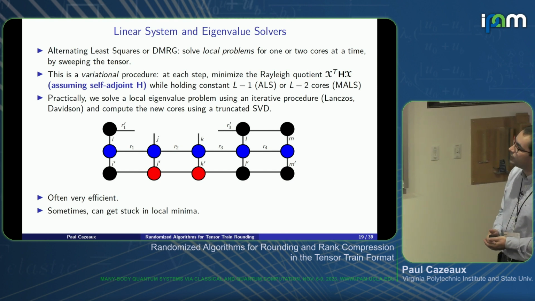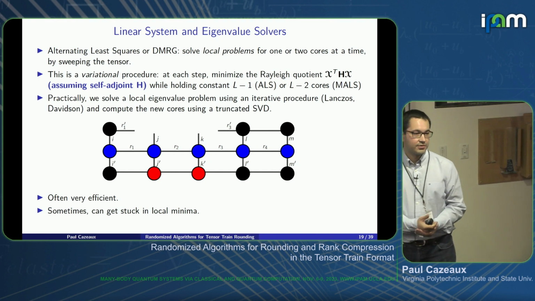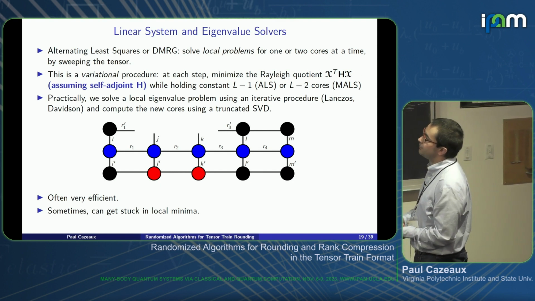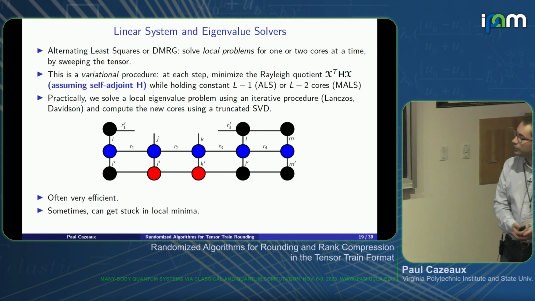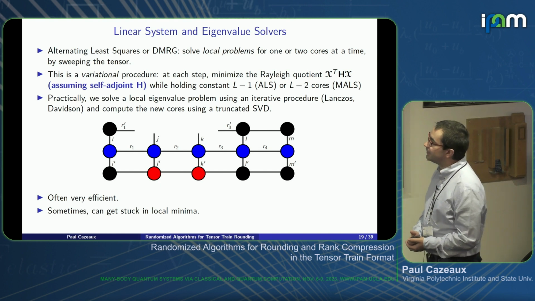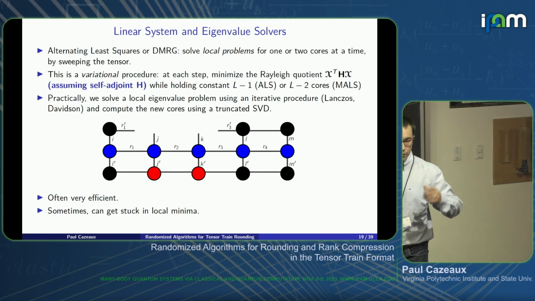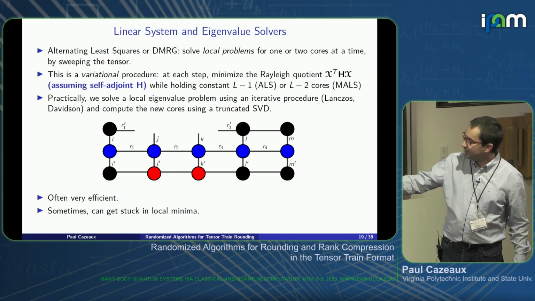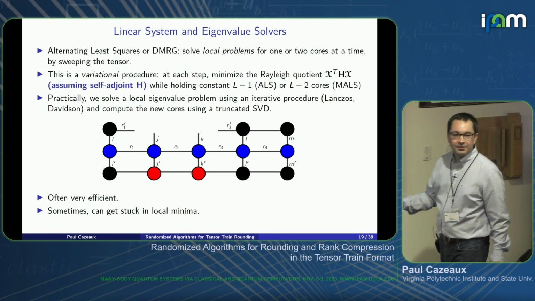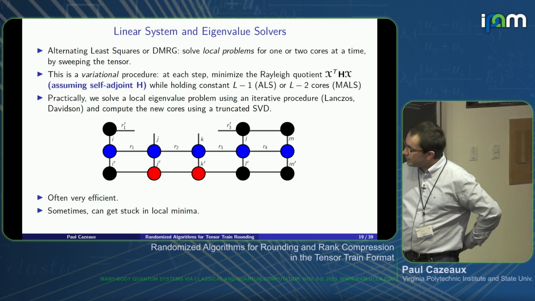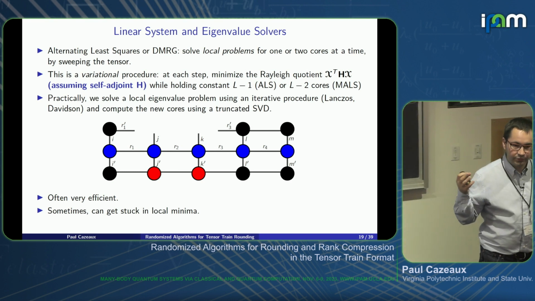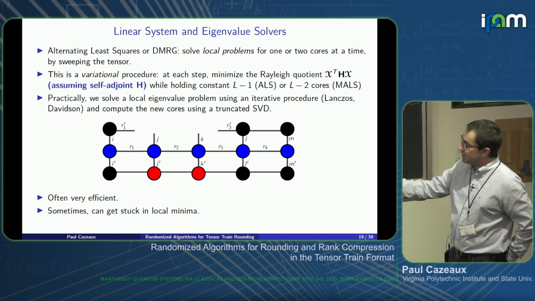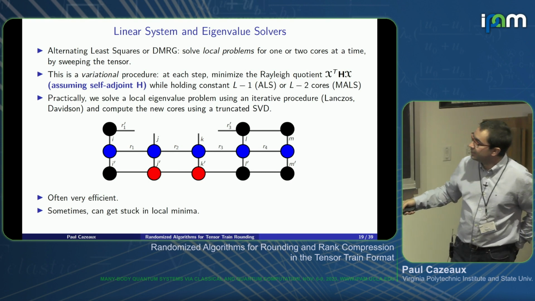All right, and to finish on this kind of review, how do we solve the problems of interest? So let's say I want to solve a linear system or an eigenvalue problem using this format. So the classical way is what we call the alternating least squares. The physicists call it DMRG. So we solve local problems, something like this. So I have my matrix in the middle. I have my tensor in black. And what I'm trying to do is find the tensor that will approximate, say, the lowest eigenvalue. So I want to minimize the Rayleigh quotient, x transpose Hx, which can be expressed in this diagram like this.